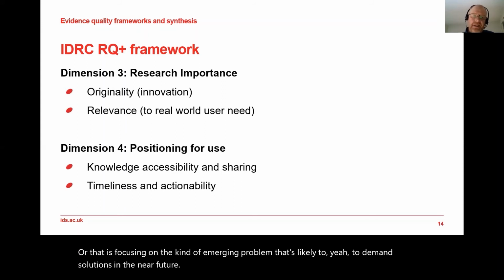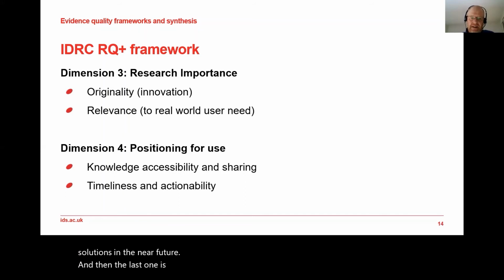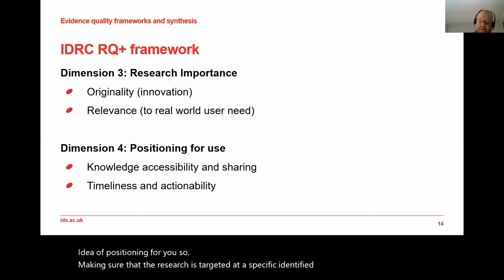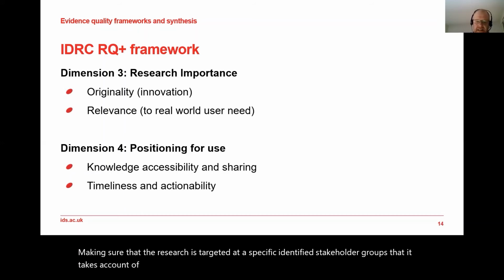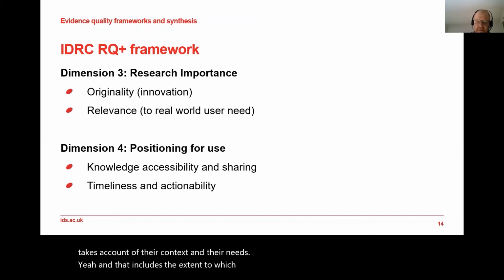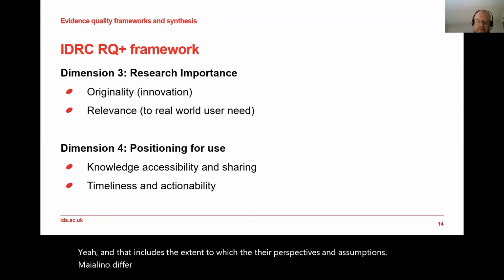And then the last one is this idea of positioning for use. So making sure that the research is targeted at specific identified stakeholder groups, that it takes account of their context and their needs. And that includes the extent to which their perspectives and assumptions might align or differ from those of the research producers.